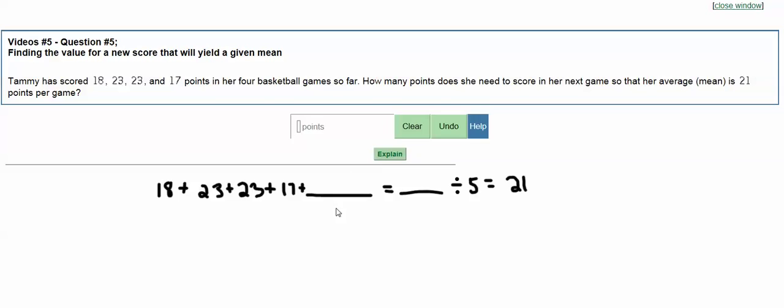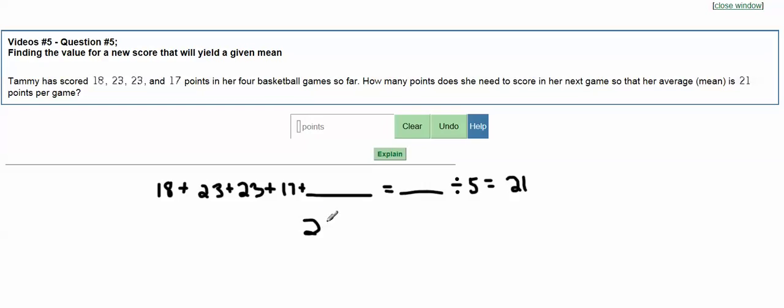Many of my students in the past have attempted this problem with guess and check. Don't do that. That takes too long, especially when there's a pretty easy way to solve it without using guess and check. If we're going to add a series of numbers, get a total, divide the total by 5, and we want the answer to be 21, couldn't we then work this backwards to see what the missing number is? So let's work this backwards.